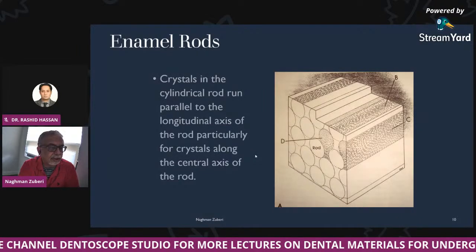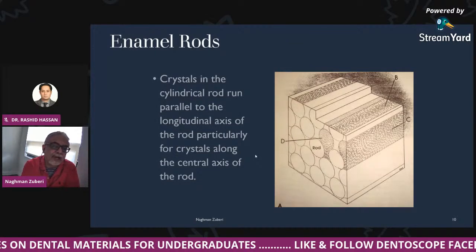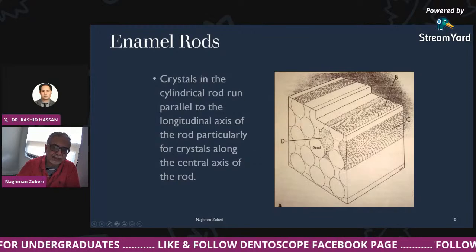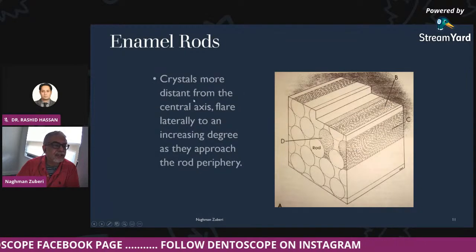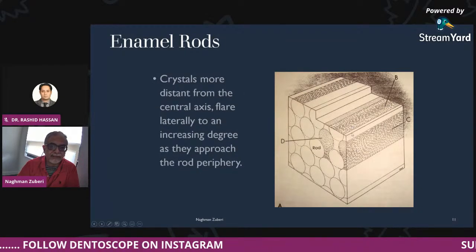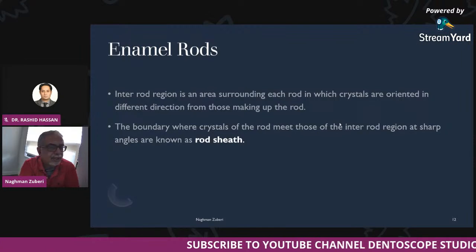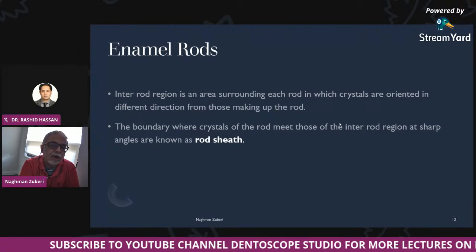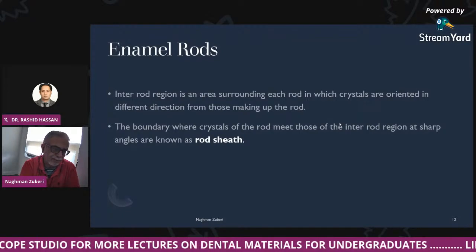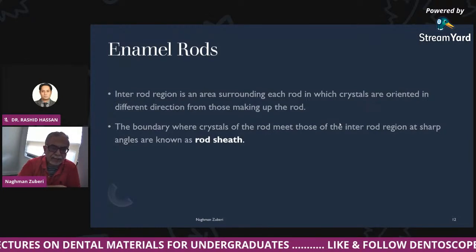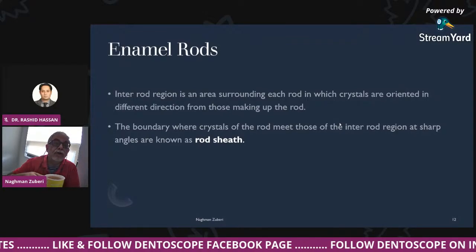Crystals in the cylindrical rod run parallel to the longitudinal axis of the rod, particularly crystals along the central axis of the rod. Crystals in the central axis run parallel. Crystals more distant from the central axis flare out. Inter-rod region is an area surrounding each rod in which crystals are oriented in different directions from those making up the rod. The boundary where crystals of the rod meet those of the inter-rod region at sharp angles is known as the rod sheath.